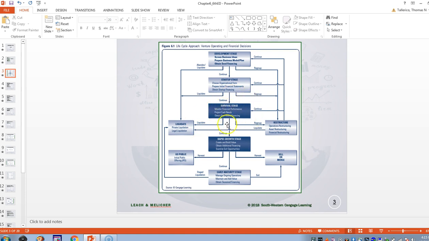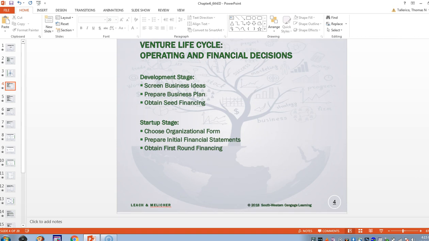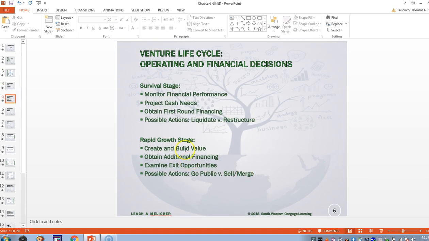the survival stage right here, we now move on to the rapid growth stage where things are happening pretty quick, where we create and build value. We start really building value into the company, and we look for more money if we need it. And of course, if things don't go well, we always have to have a plan B to get out of this project if we have to. And if we exit, we will sell or merge.